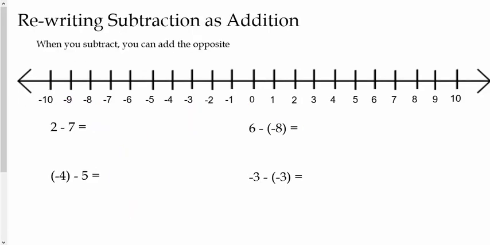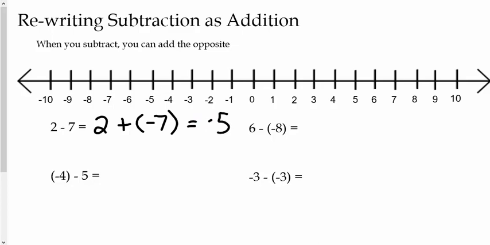Another way to think about subtraction is to rewrite it as addition. So when you subtract, you're basically adding the opposite of what's there. So what do I mean by that? Well, 2 minus 7, I could rewrite this as 2 plus a negative 7. They're both the same thing. We both get negative 5, no matter which way you think about it.